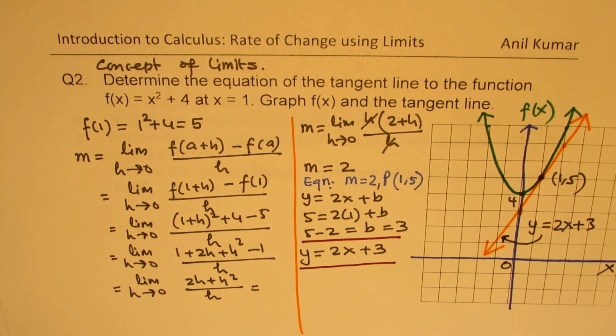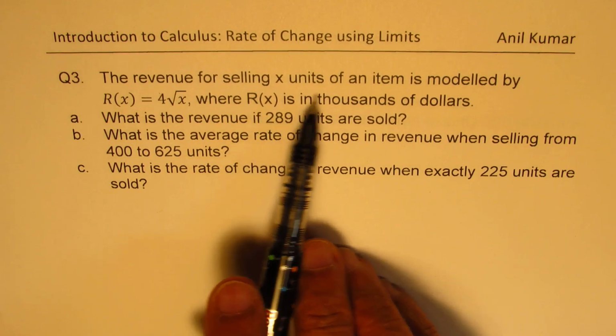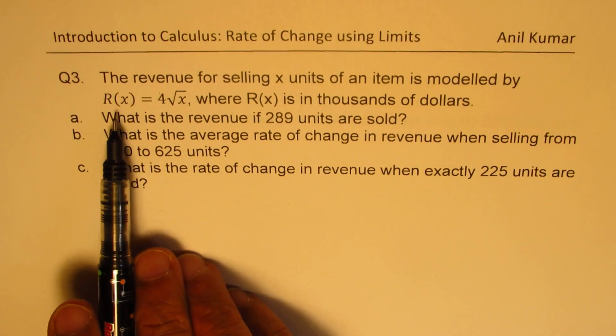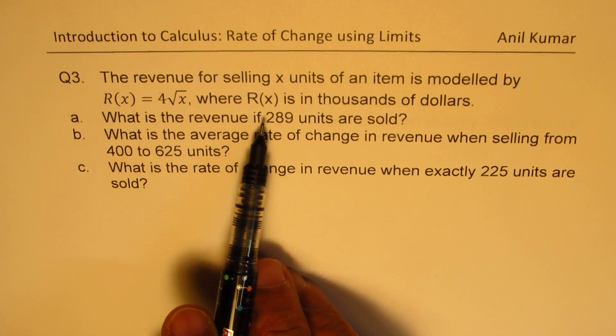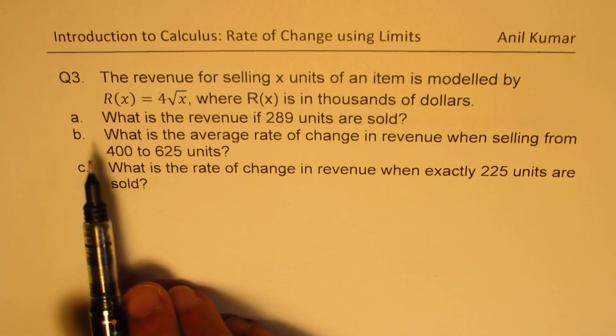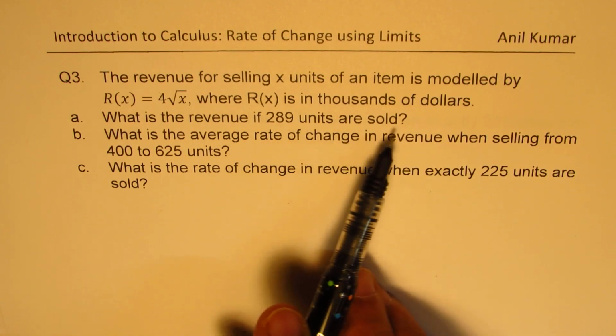Perfect. So that is how you're going to complete this question. I hope each and every step is absolutely clear. Now let's take up the last question. Question number 3. The revenue for selling x units of an item is modeled by r of x equals 4 square root x, where revenue is in thousands of dollars. A. What is the revenue if 289 units are sold?